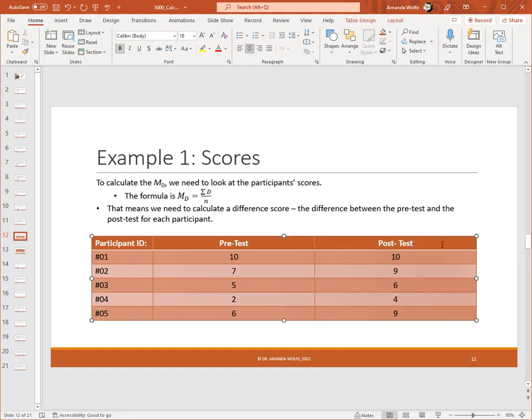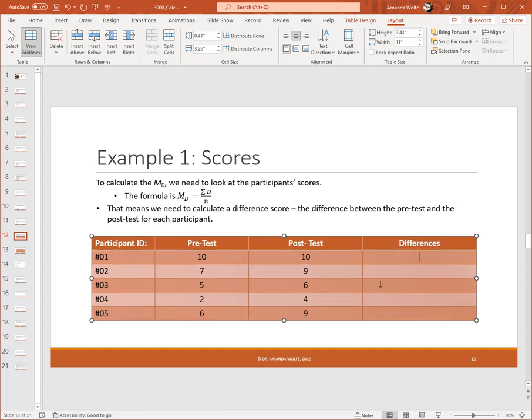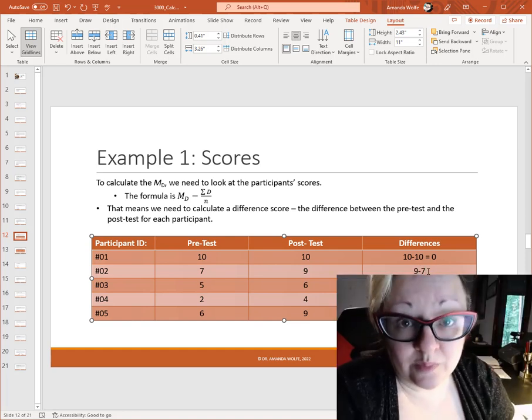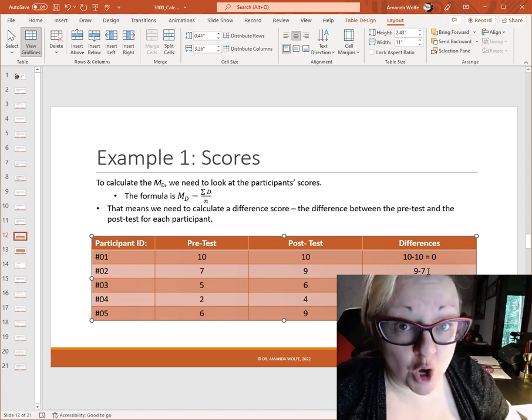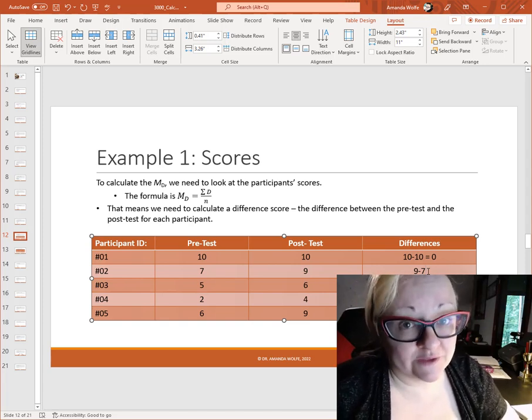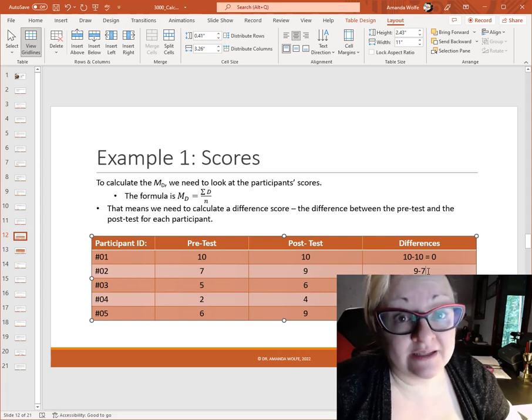So the easiest thing to do is to add another column here, which is going to be our differences. To work through this, we would take our post-test minus our pre-test. And for that first one, it would be 10 minus 10, which is 0. For the second one, it would be 9 minus 7. It's really important that if you have a pre-post-test design, the post-test is always first in your calculations. That's because the signs matter.